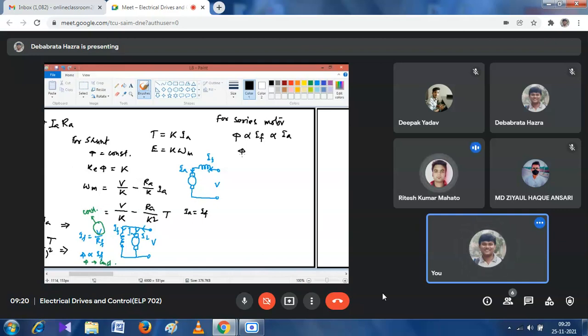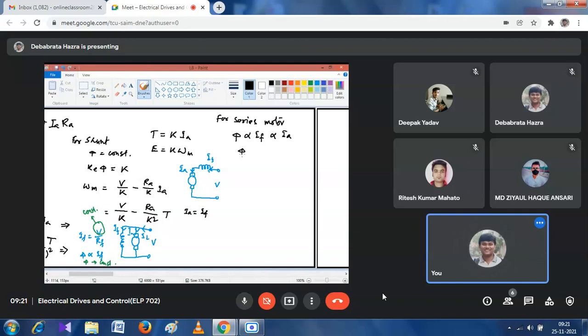Did you understand this? Yes, sir. Okay. So the torque equation. What should be the torque equation for series motor? The general form is T is equal to KE phi into IA. This is the general form.